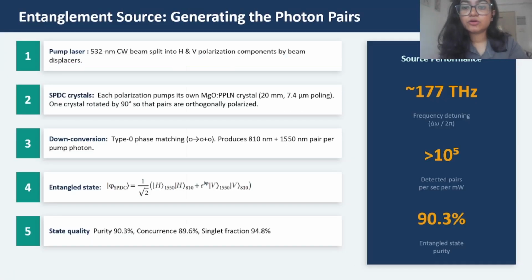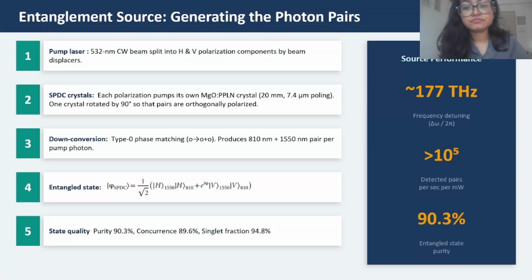Now let's look more carefully at the source. Generating high quality, highly non-degenerate entangled pairs is non-trivial. Step 1, the pump. A 532 nanometer continuous wave laser beam is incident on a pair of calcite beam displacers. The beam displacers laterally separate the horizontally and vertically polarized components of the beam into two parallel beams, each carrying one polarization.